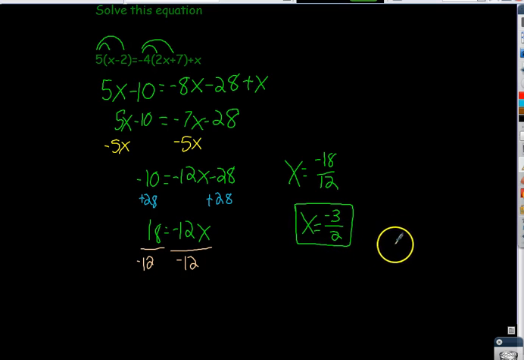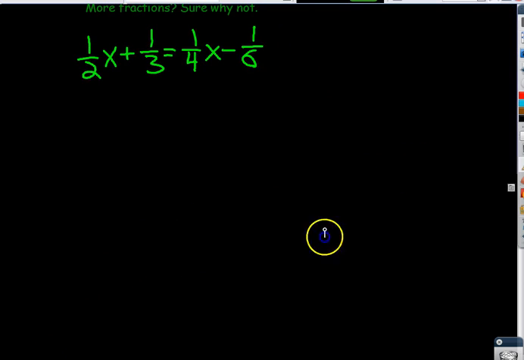Alright. Moving on to the next problem. So, more fractions? Sure, why not? So I've got this. Ooh, fractions everywhere. This poses a bit of a problem. So, I need to think about this for a second. Think. Ponder.